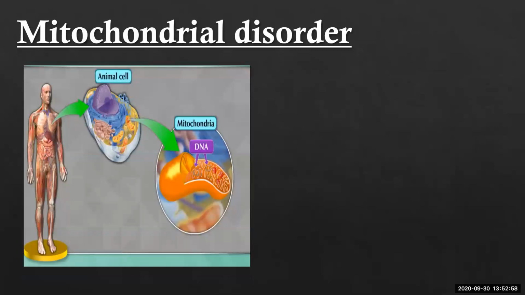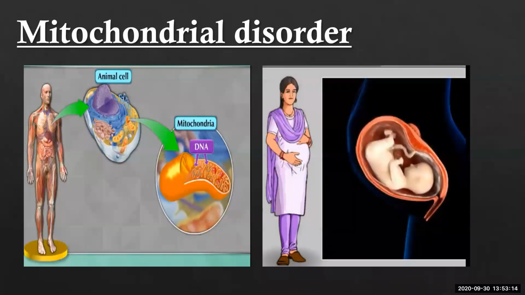Mitochondrial DNA may also become defective due to mutation. During fertilization, mitochondria are contributed by the egg cell (ovum) alone. Hence, mitochondrial disorders are inherited from the mother only. Leber hereditary optic neuropathy is an example of a mitochondrial disorder. You can see here mitochondrial DNA can also be defective, which will be transferred from mother to offspring. And the example of a mitochondrial disorder is what? Leber hereditary optic neuropathy.